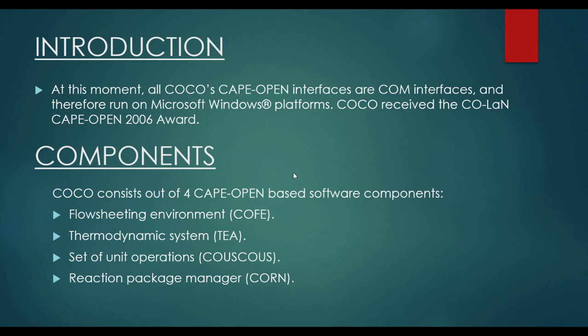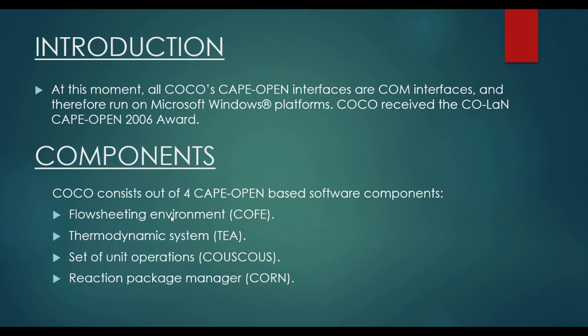Okay, so COCO is an open platform software, and it also achieved an award in 2006, and it requires Microsoft Windows. Either you are using Windows 7, 10 or whatever version you have, you can easily download this software and install it, and you can easily start using it. So its components consist of 4 external softwares which are linked with this main software. So when you start installing the software, you will see that there will be 4 icons appear on your desktop.